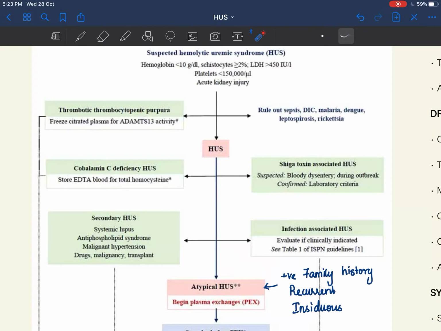So HUS, again, if it is classical, fine, but other non-classical presentations will be cobalamin C deficiency. Shiga toxin associated is the classical one, where the child initially has a bloody dysentery, then goes on to have these findings. It can be secondary HUS, secondary to medications, malignancy, transplant, any vascular disorders, or an infection-associated or infection-triggered HUS. If none of these are there, then consider atypical HUS.